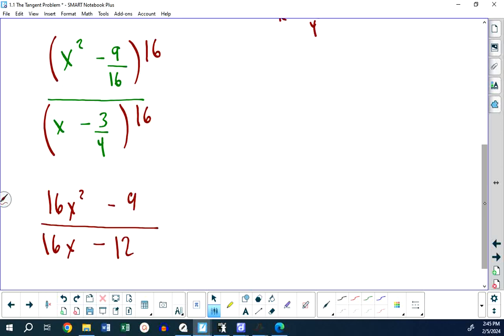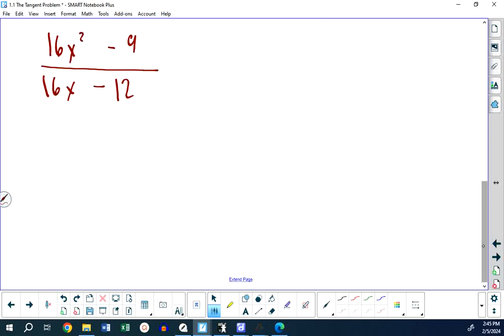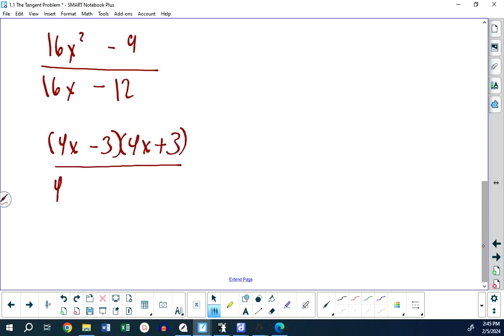Oh, I got a difference of squares on the top. And it factors into 4x minus 3 and 4x plus 3. And the denominator has a factor of 4, which leaves 4x minus 3.